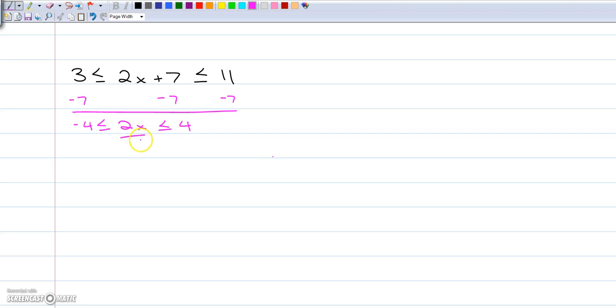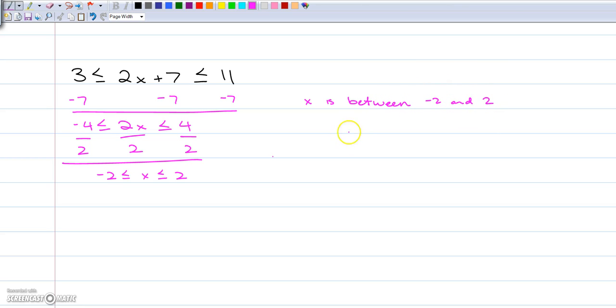Second step, divide everything by 2. That is all sections again. Should end up with -2 is less than or equal to x, which is also less than or equal to +2. The x is between -2 and +2, which directly takes you to a number line with, excuse me, not open circles, closed circles, because they are or equal to's. -2 to +2, both in brackets.